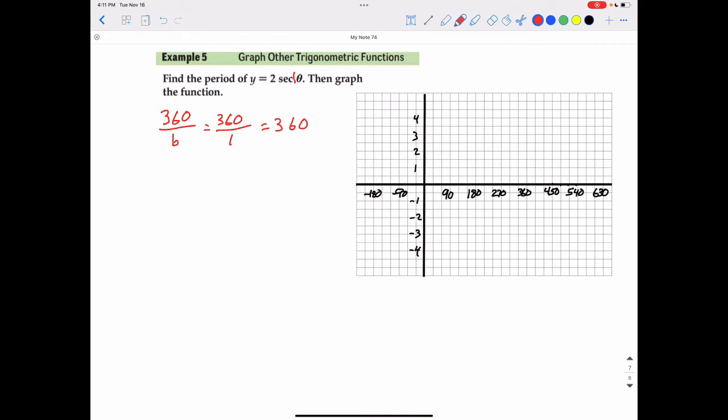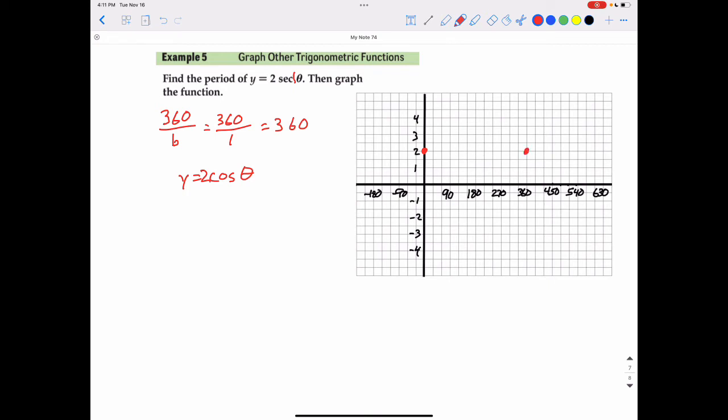And since the period is 360 degrees, we are going to graph the related cosine function, since it's secant, which is y equals 2 cosine of theta. So reviewing how to graph 2 cosine of theta, since we have a period of 360 degrees, and since it's cosine, it will start at the highest point of the amplitude, which in this case is 2, and at 360 degrees, it will be back up to 2.